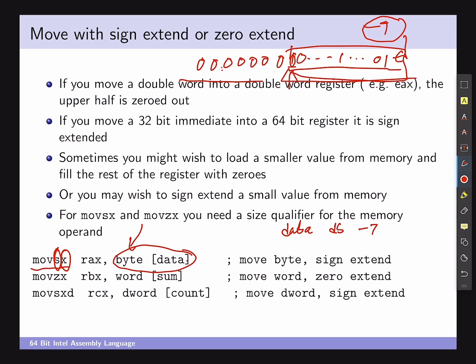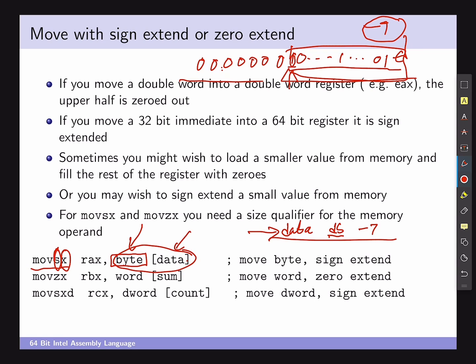But I need to actually tell the assembler how much data is at this location, because the assembler doesn't keep track of what size I specified it is. All it knows about data is that it has the address for data. What I do with that is up to myself. So if I want to explicitly say that I want you to only load 1 byte from data and move it into RAX, I have to actually state the size. In this example, I need to specify byte if I'm trying to move a singular byte into RAX and sign extend the value.